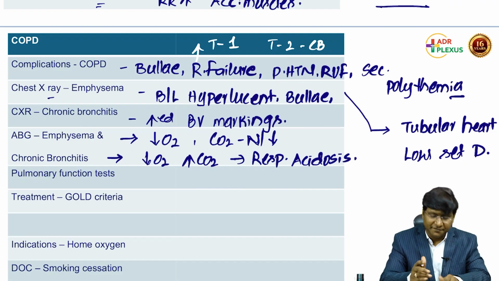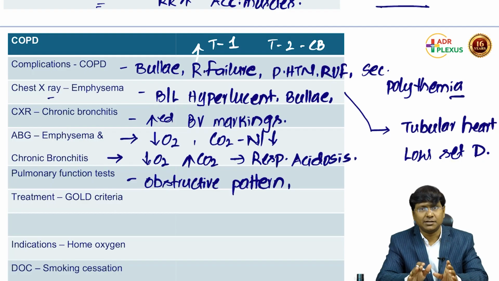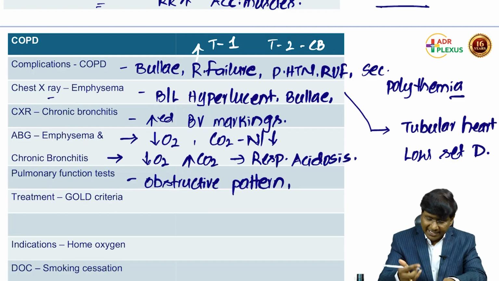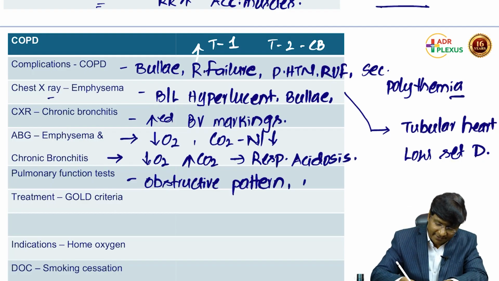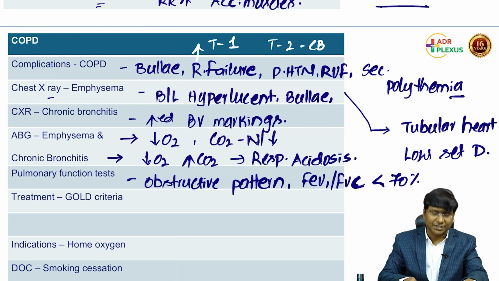And when you do a pulmonary function test, it will show you an obstructive pattern, right? That is what you will notice. And what do you understand by the word obstructive pattern? That is FEV1 by FVC less than 70%, which is nothing but the obstructive pattern.